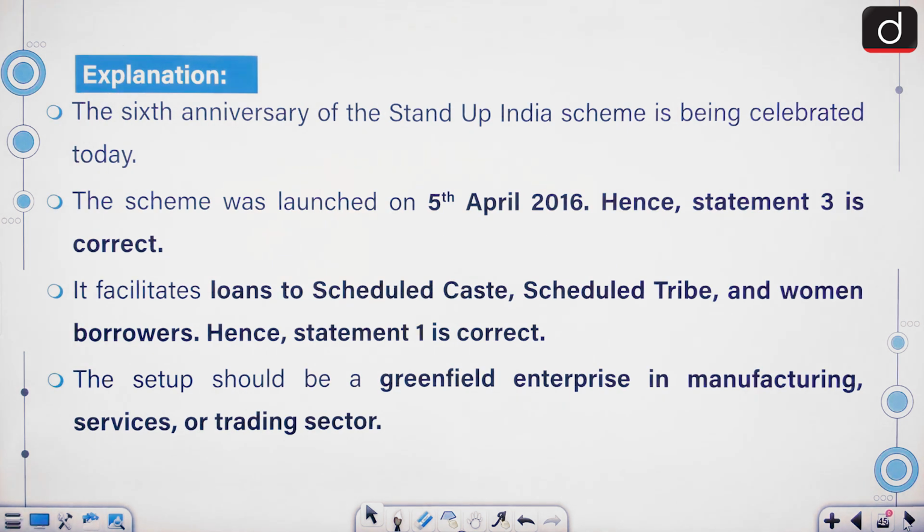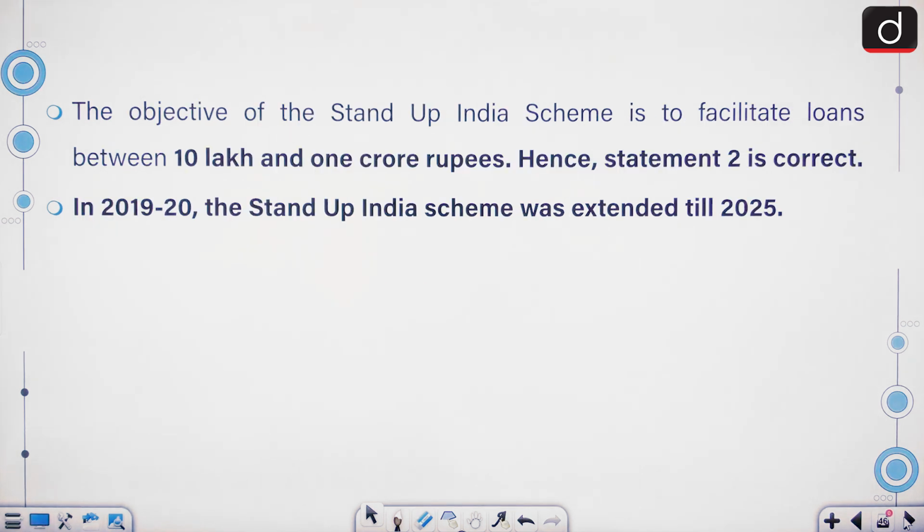The 6th anniversary of Stand Up India scheme is being celebrated today. The scheme was launched on 5th April 2016, facilitating loans to scheduled castes, scheduled tribes, and women borrowers. The setup should be a greenfield enterprise in manufacturing, services or trading sector. The objective of the Stand Up India scheme is to facilitate loans between 10 lakh to 1 crore rupees. In 2019-2020, the scheme was extended till 2025.